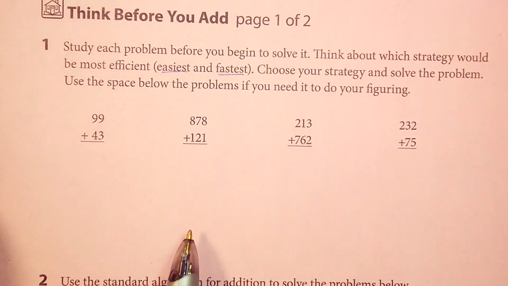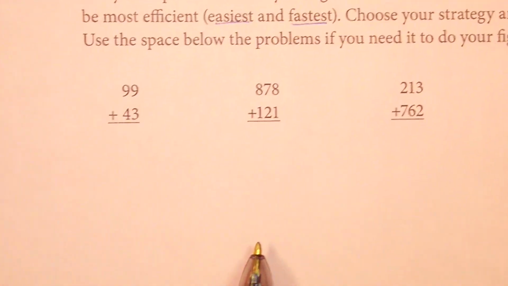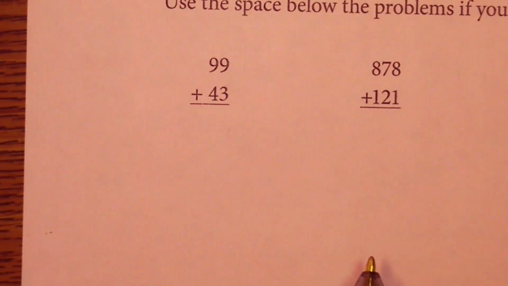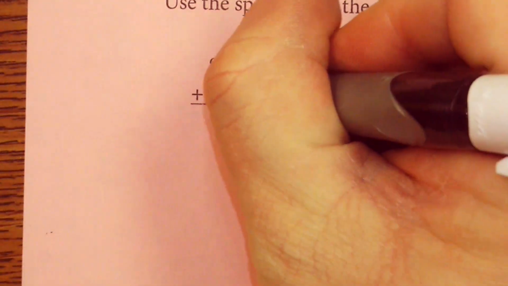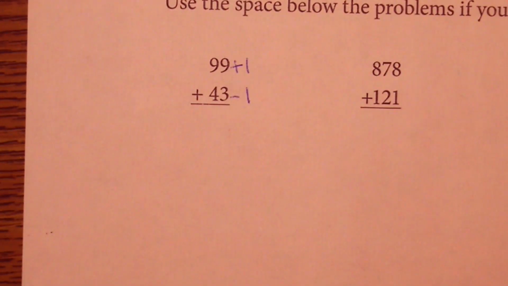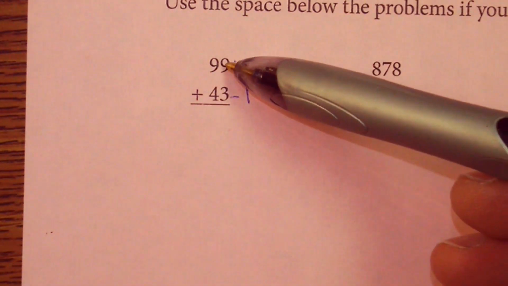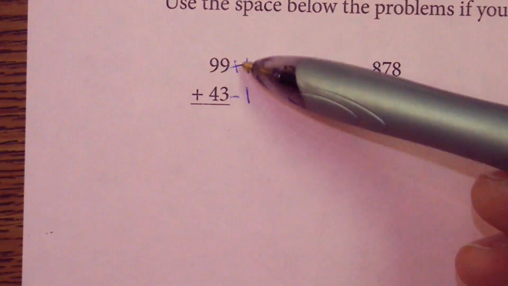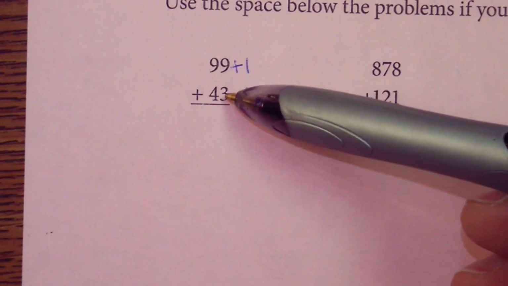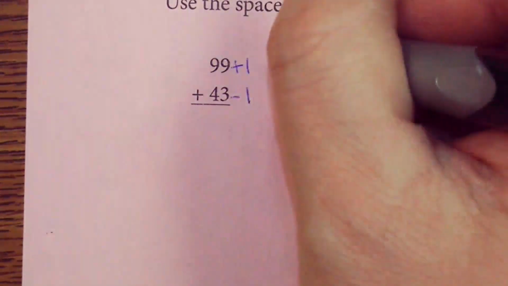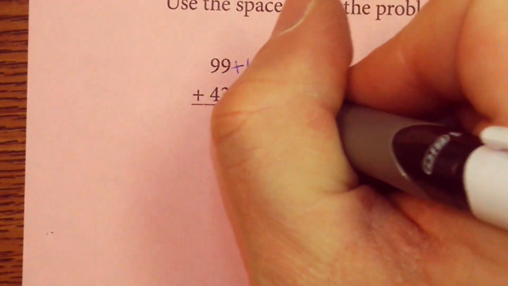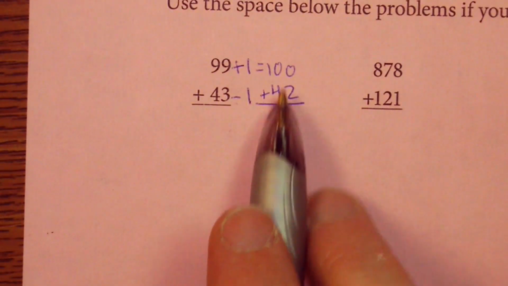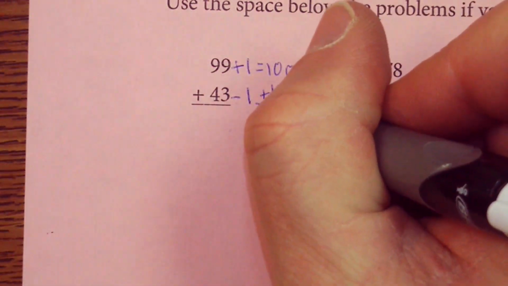99 plus 43. One observation that I might make about that number is that 99 is really close to 100. So when I see a 99, I might say, well, maybe I want to add 1 and take away 1 to make these numbers more friendly. Remember that if you do some addition or taking away, you have to do it to both sides. If you add to one, you've got to take away from the other, the same number. So if I add 1 to 99, I get 100. If I subtract 1 from 43, I get 42. Is that a little bit easier to add? 100 plus 42 should be 142.